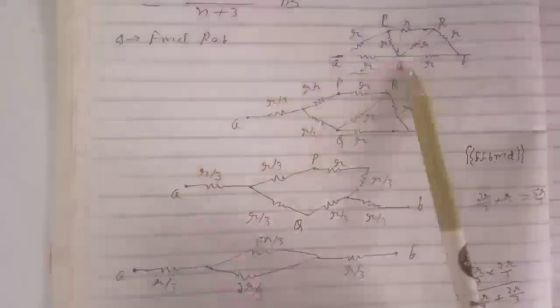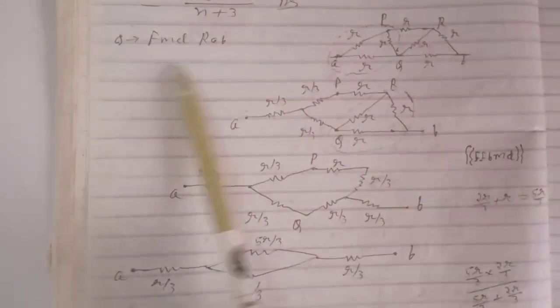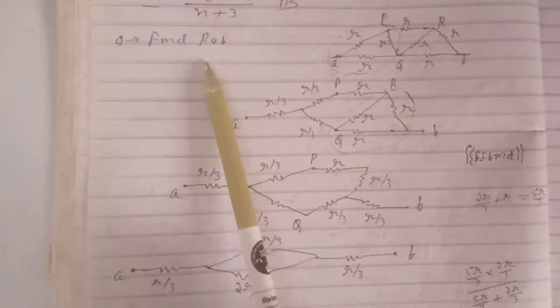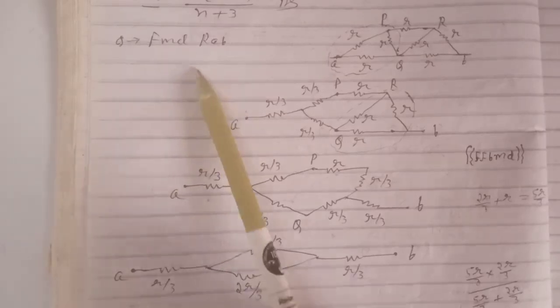In the previous lecture, we discussed the delta network and how it is converted into a star network to simplify the circuit and calculate the equivalent resistance. Here we again have a problem, which is shown in the figure. We have to find the equivalent resistance between A and B.